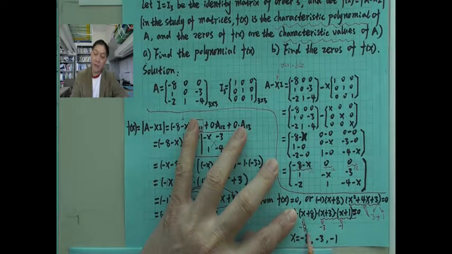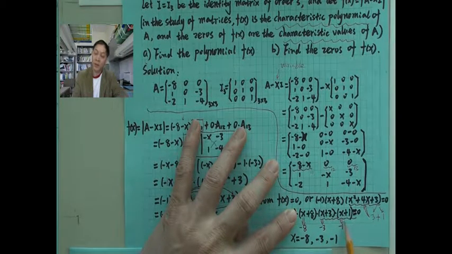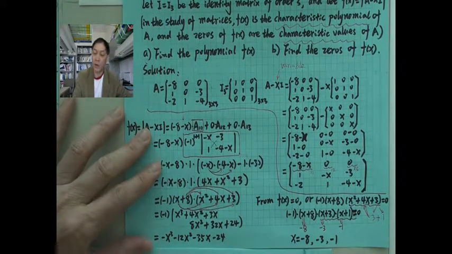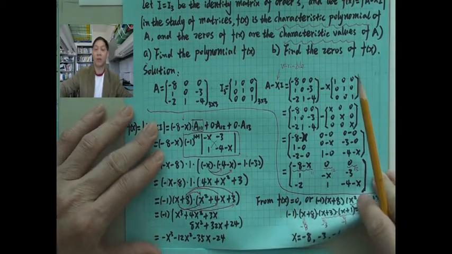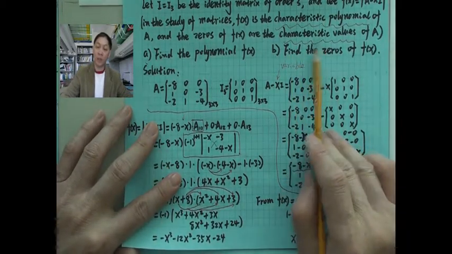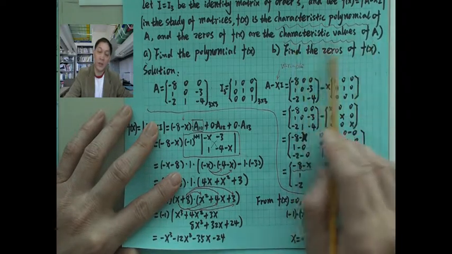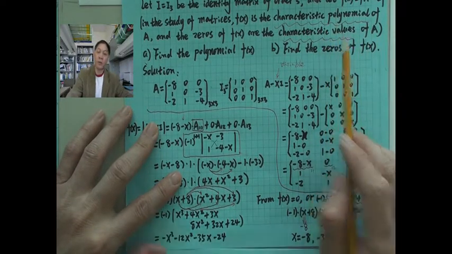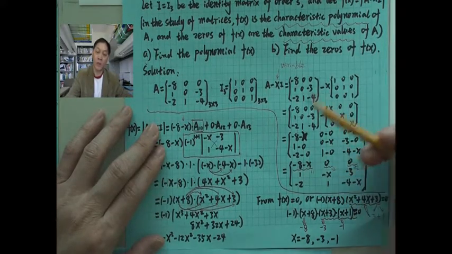Then x could be negative 8, because negative 8 plus positive 8 is 0. Then this factor is 0, it crashes everything else here. So from here, we have x is negative 8. From here, x is negative 3. From here, x is negative 1. So negative 8, negative 3, negative 1 are the zeros of f of x. And then we call those 3 values the characteristic values of A, of this matrix. Those two are just terminologies. You will see those in linear algebra, but no more in this lower level class.